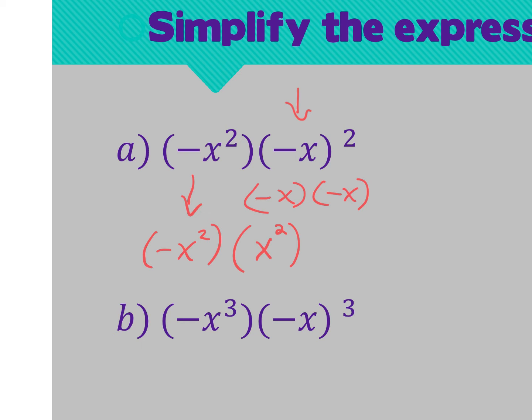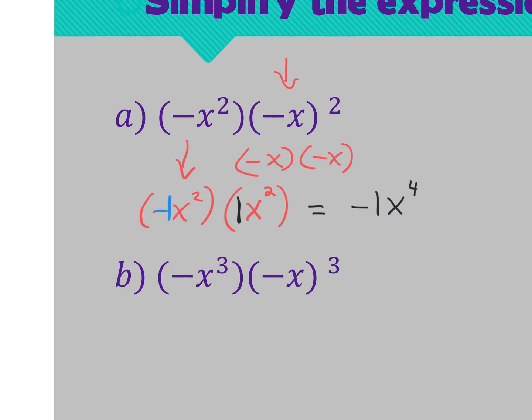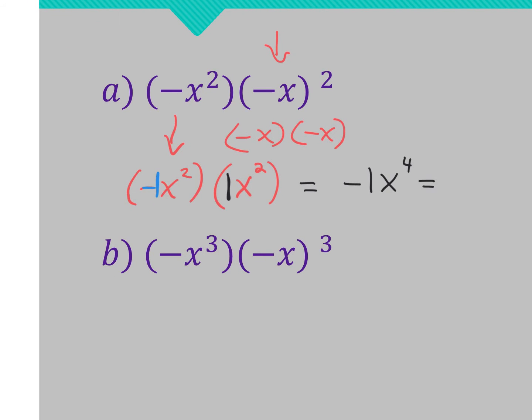I can assume that this is a -1 here, and this has a +1. So negative times positive would give me -1, and then now I add the exponents. Now, you don't need to show the -1 in your final answer. You would just write it as -x to the 4th.